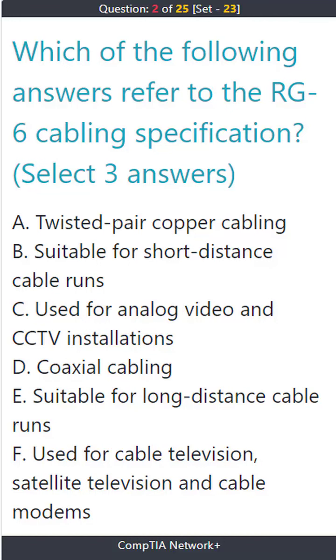Question 2. Which of the following answers refer to the RG6 cabling specification? Select 3 answers. A. Twisted pair copper cabling. B. Suitable for short-distance cable runs. C. Used for analog video and CCTV installations.